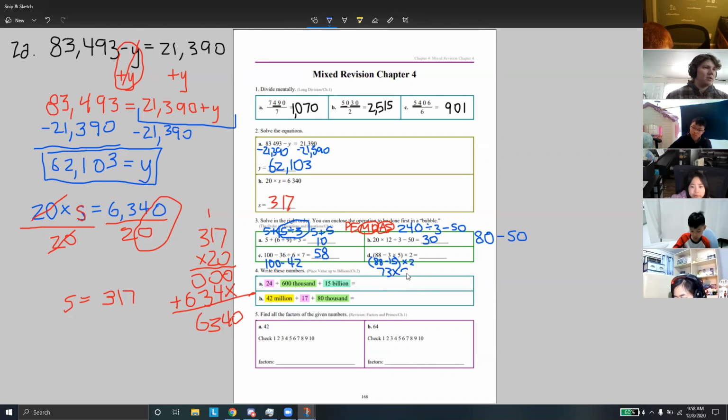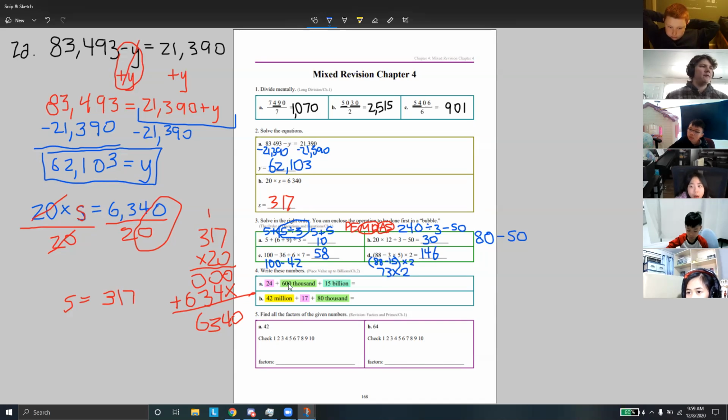73 times 2. Are there any parentheses or exponents? No. Can we multiply or divide? Yes, 73 times 2 is 146. Great. Okay, so these ones, hopefully they're not too complicated.